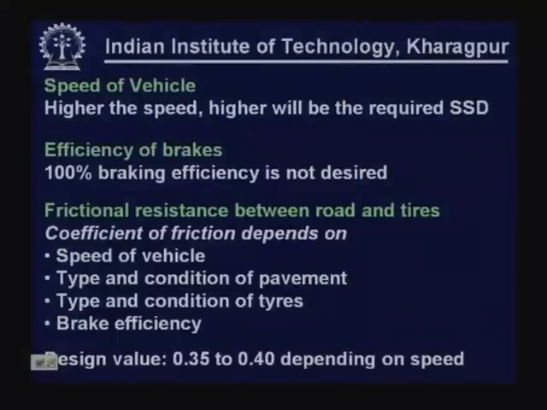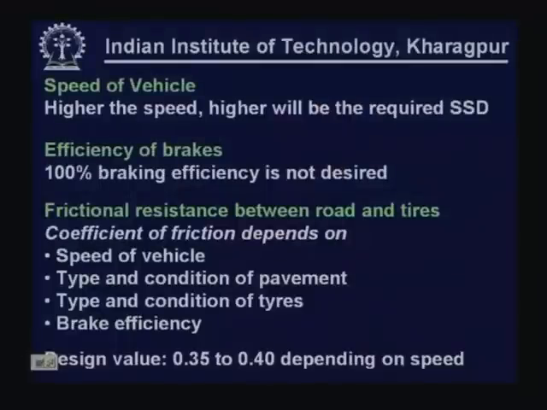Third, it depends on the efficiency of brakes. What do we understand by 100% brake efficiency? 100% brake efficiency means the wheels are fully locked, so there is no rotation. This is not desired from a safety point of view, because there will be skidding, and once the vehicle skids, the driver will not have the required or desired control on the movement of the vehicle. Therefore, it is not desired to have 100% braking efficiency while applying brakes.